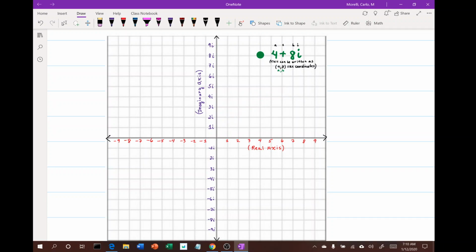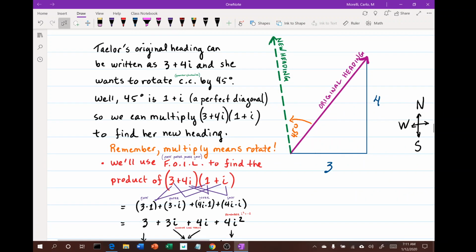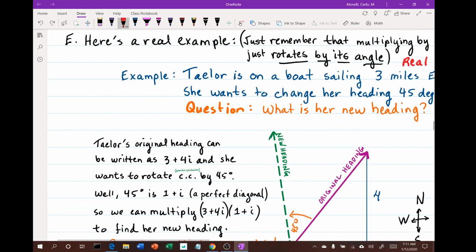Let's go back to the problem here. Okay, so we can write this as 3 plus 4i. That's 3 east, 4 north. Okay, east and north. And she wants to rotate counterclockwise by 45 degrees. Remember, she wanted to change her heading by 45 degrees counterclockwise.